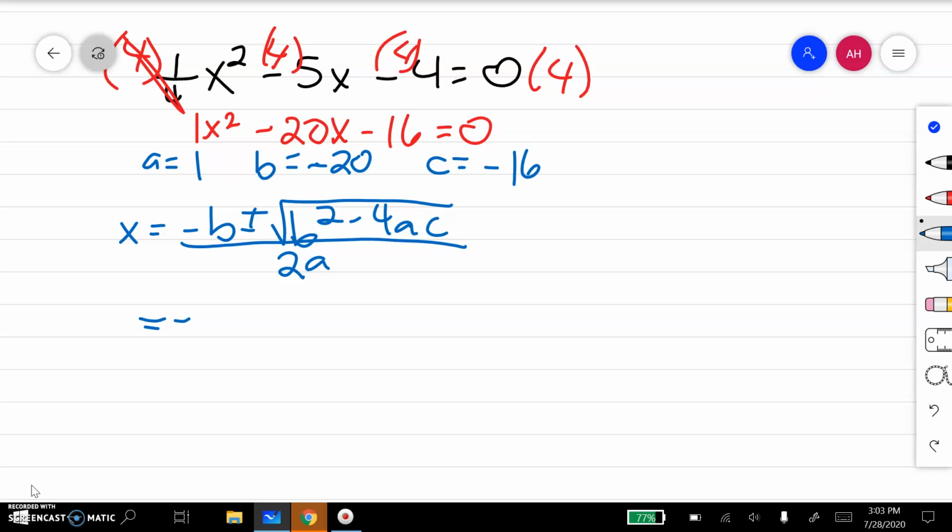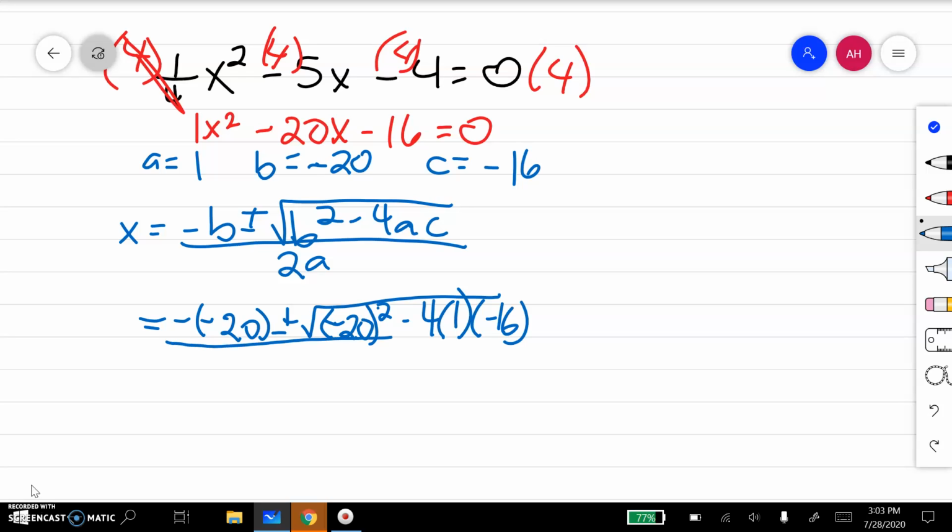So we already have a negative sign. Then we're going to substitute in negative 20 for b plus or minus. In parentheses, negative 20 squared minus 4 times a is 1 and c is negative 16. All over 2 times a, which is 1.